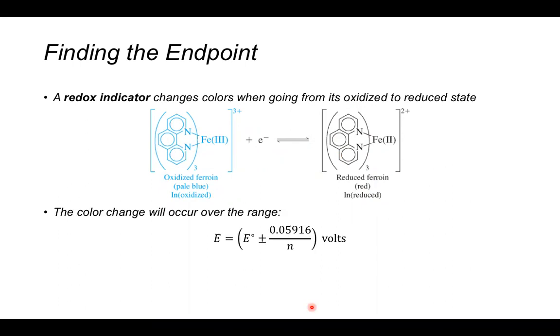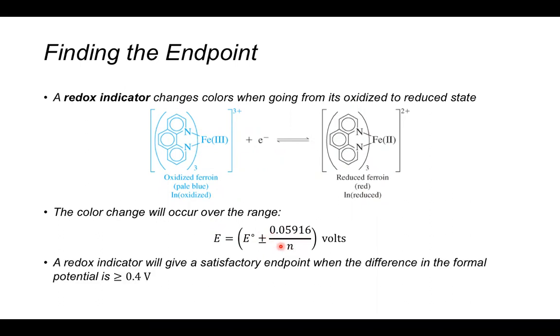So the color change will be over the range here, which is the potential equal to the standard potential plus or minus this Nernst expression here, where n is, of course, the number of electrons in the half reaction. And so a redox indicator will give a satisfactory endpoint when the difference in the formal potential is greater than or equal to 0.4 volts.